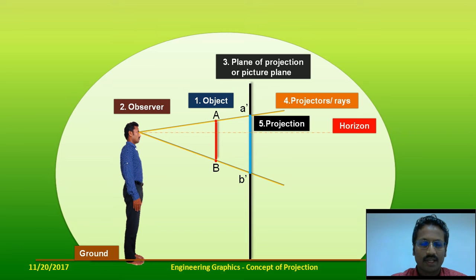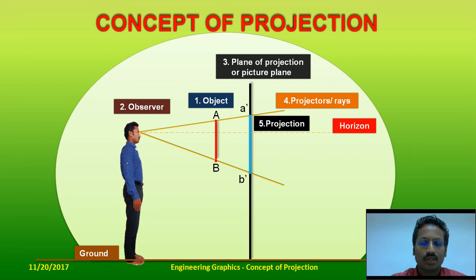So again I reiterate that the three basic elements are the object, the observer, and the plane of projection, and he obtains the projection of an object by casting a ray on the object that pierces the plane of projection, and thereby obtaining the projection. So this is the concept of projection. The next, let's see how to realize this in a three-dimensional plane.